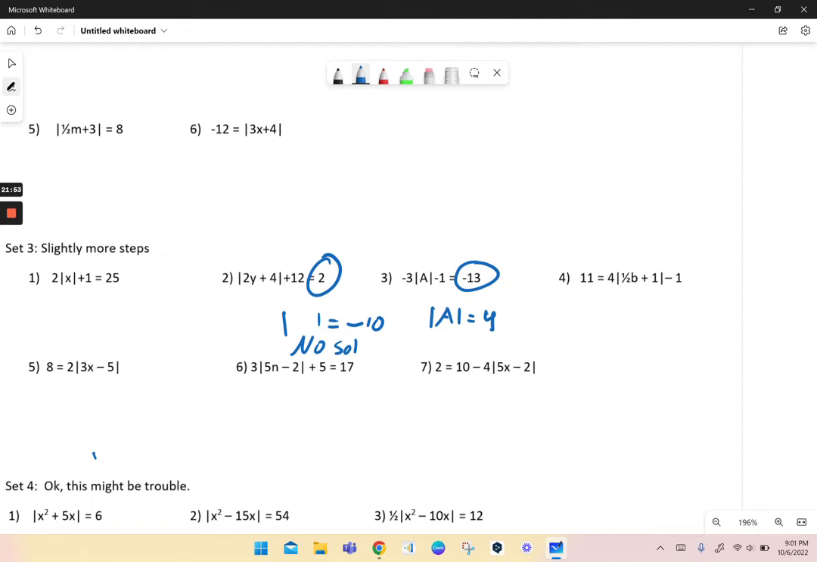But you can't tell just by looking at if it's positive or negative at the beginning. You have to get the absolute value by itself before you can tell if there will be solutions or not. So I just want to make that quick point.